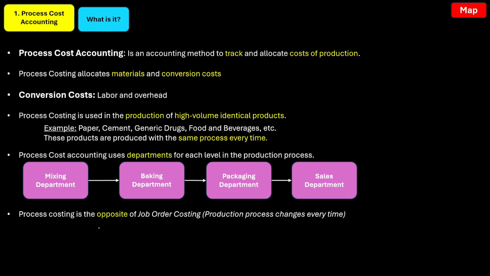So process costing is the opposite of job order costing, which we learned in a previous chapter, where the production process changes every time and your production process is unique for every product that you make.